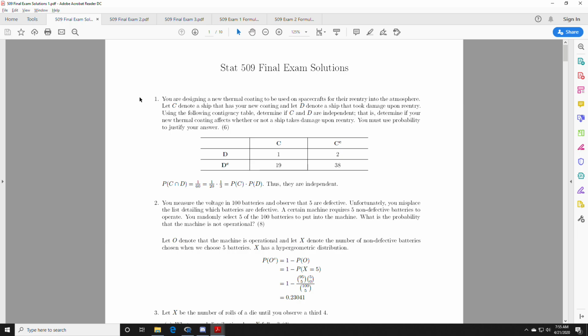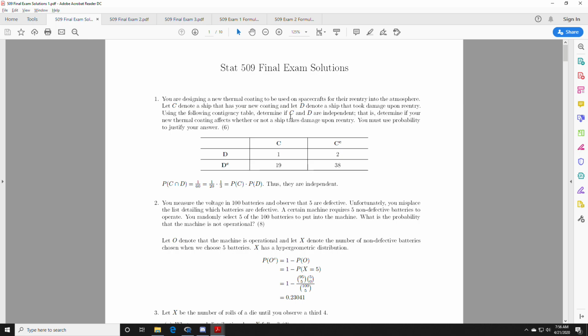So let's go ahead and look at final exam solutions number one. Here we've got a contingency table, and for time I'll skip the variable specifics. You can read the problem. But we've got two variables, D and C, or two events. And we can see we want to use the table to determine if C and D are independent.